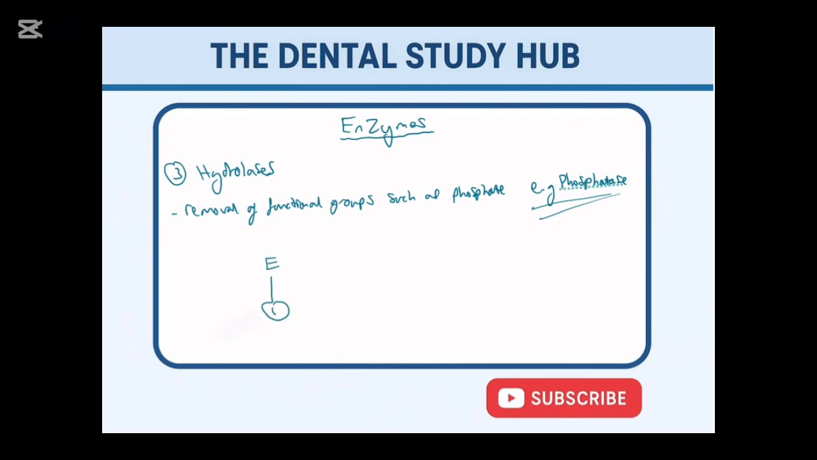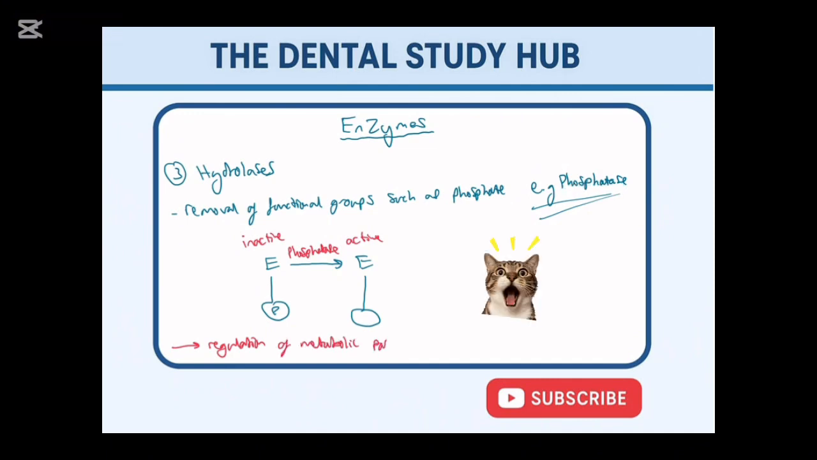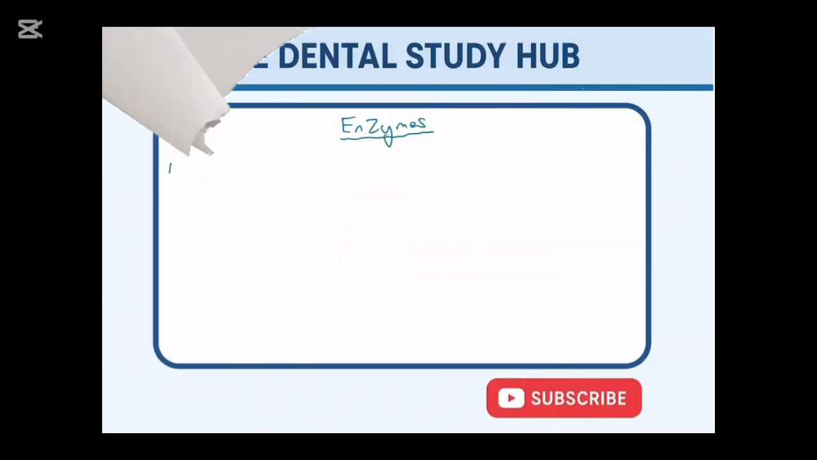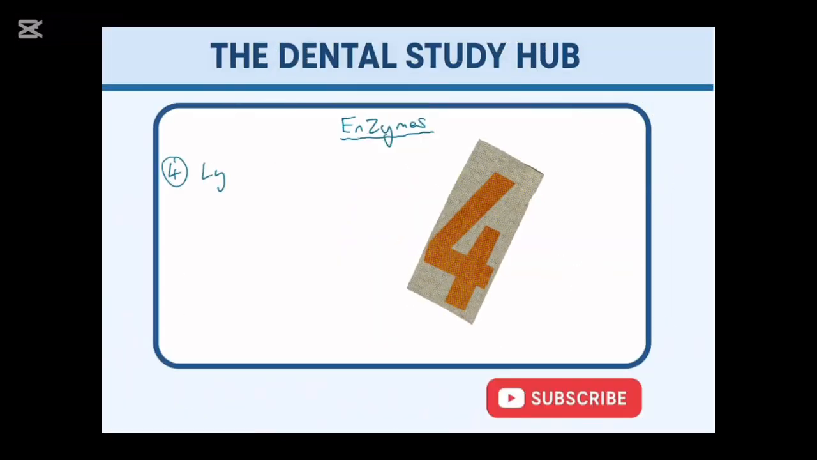And again, like with the last one, I'll draw a diagram here. And we can say that the phosphate group is being removed from the enzyme by phosphatase. And obviously previously we have an inactive enzyme with the phosphate group, and it's now active now this phosphate group has been removed. So this is also a regulation of metabolic pathways, which is very key in the enzymes topics. So let's move on now to number 4.